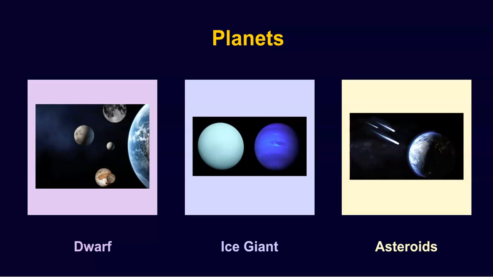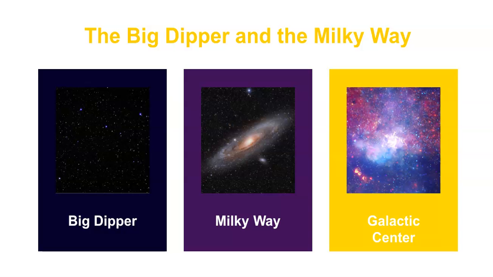An ice giant is a giant planet composed mainly of elements heavier than hydrogen and helium, such as oxygen, carbon, nitrogen, and sulfur. There are 2 known ice giants in the solar system, and they are Uranus and Neptune. Asteroids are minor planets that orbit the Sun. And then we get into the Big Dipper and the Milky Way, and then we're done.